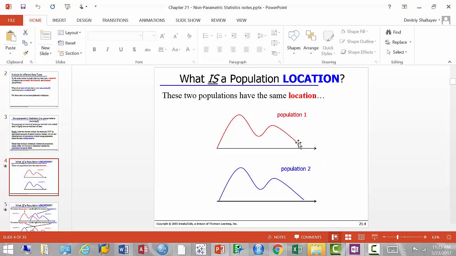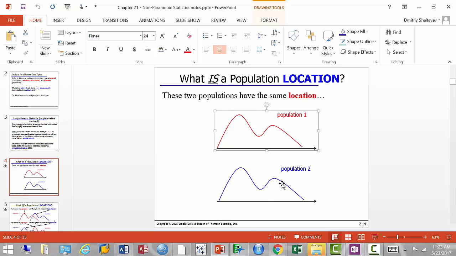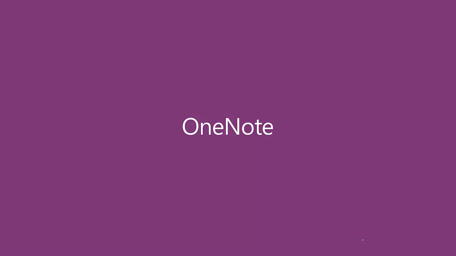Okay, so I have two populations, two samples, right? Red one and blue one. Now, both of these populations are not normally distributed. So now we discussed that before. Let me kind of remind you. Why do we not use, why can't we use the mean in this case?